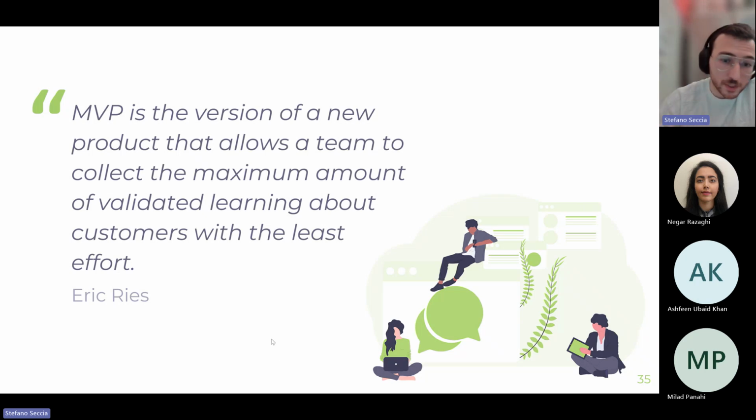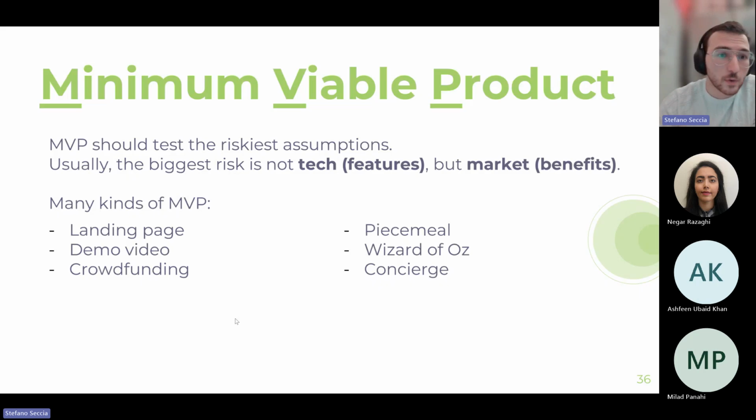It's obviously a finished product, but it should be reduced to the minimum and answer the most fundamental features that your customers ask for, that your user asks for. The MVP can serve as a data-gathering tool. It should test the riskiest assumptions and should change over time if necessary.